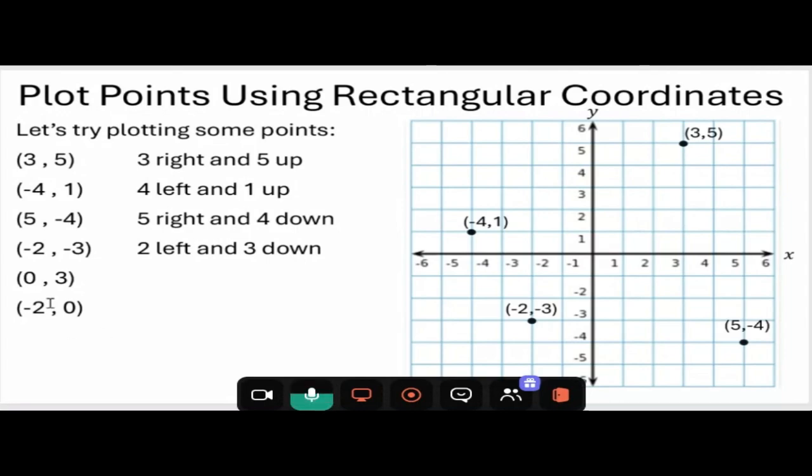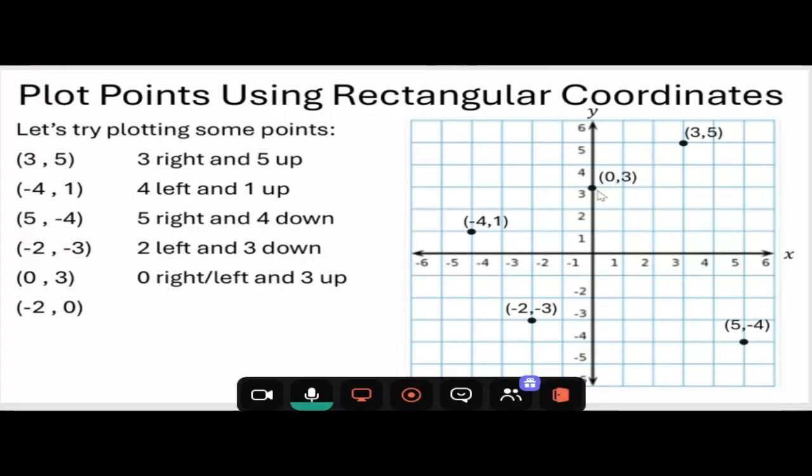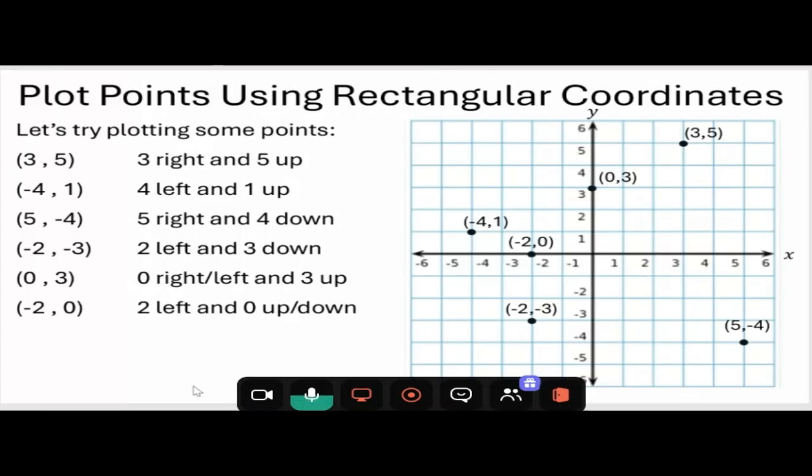(0, 3). So x is 0. That means we do not go right or left, but we go 3 up. So don't go right or left because x is 0. Up 3, right there. And the last one, y is 0, so we're not going to go up or down. We are going to go just 2 to the left, right there. (-2, 0). Okay, so there's those points plotted on the graph.